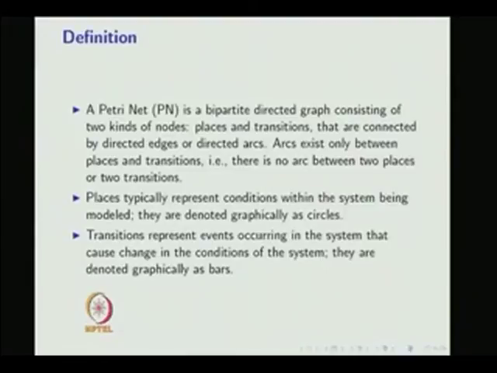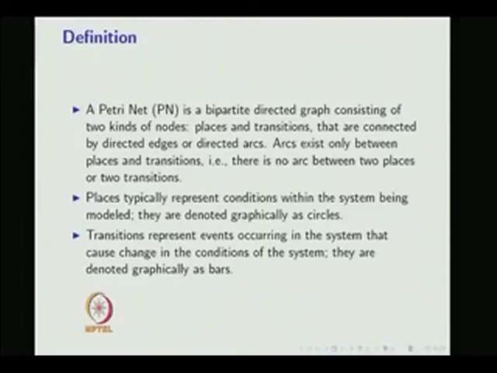Now we are going into the definition of a Petri net. A Petri net is a bipartite directed graph consisting of two kinds of nodes. The first one is places, the second one is transitions, which are connected by directed edges or directed arcs. Arcs exist only between places and transitions. That is, there is no arc between two places or two transitions.